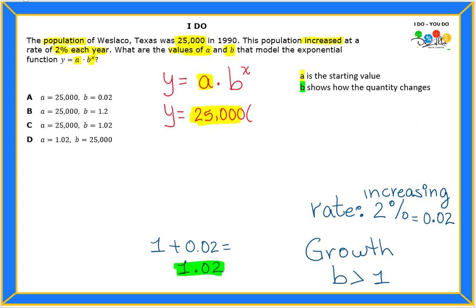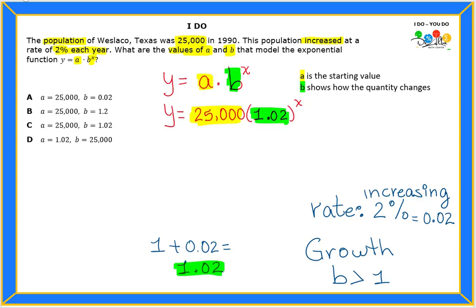Okay, so we're going to come back to my problem and we're going to write it down over here. 1.02, and the x is still there because we don't know how many years this is happening. We just know that it's in years, right? And that's the way that I can leave my problem. Okay, so this means that B is 1.02.